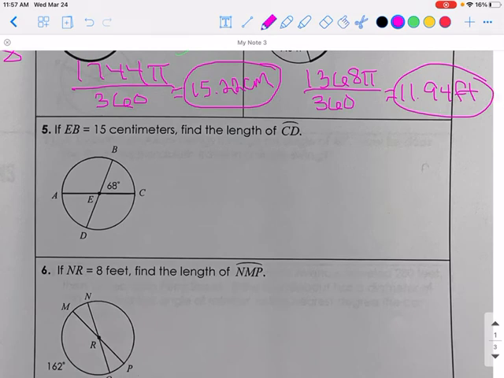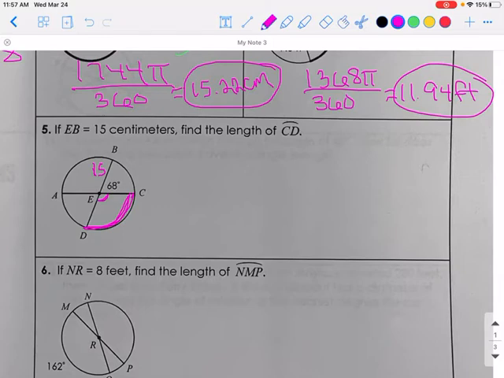Okay, bit of a word problem, so we're going to look at this. It says if EB is 15 centimeters, so there's a 15 right there for EB. Find the length of CD. So they want us to find this. Remember, EB is a radius, so all those sides are 15 inside the circle, but we don't have the angle yet. I need to find this angle in here.